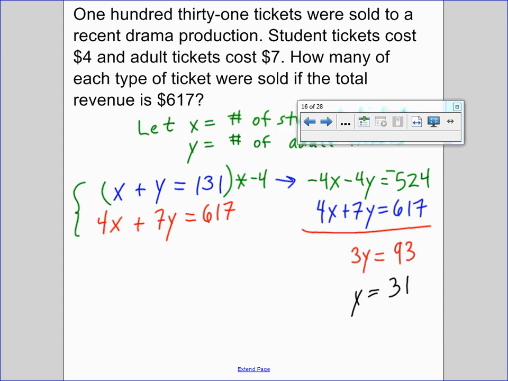No, what do I stand for? What do I stand for? Cody? Good. So it looks like 31 adult tickets were sold.